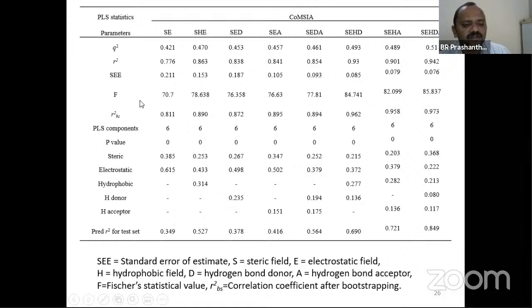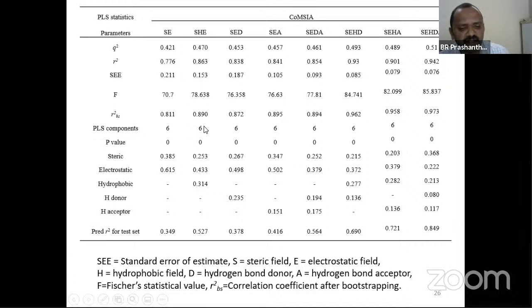And we do the cross validated R square value by the bootstrapping method. We can bootstrap it and enhance the cross validated correlation coefficient. So you can see that, for example, if the correlation coefficient is 0.776, by bootstrapping it is enhanced to 0.811, like that.